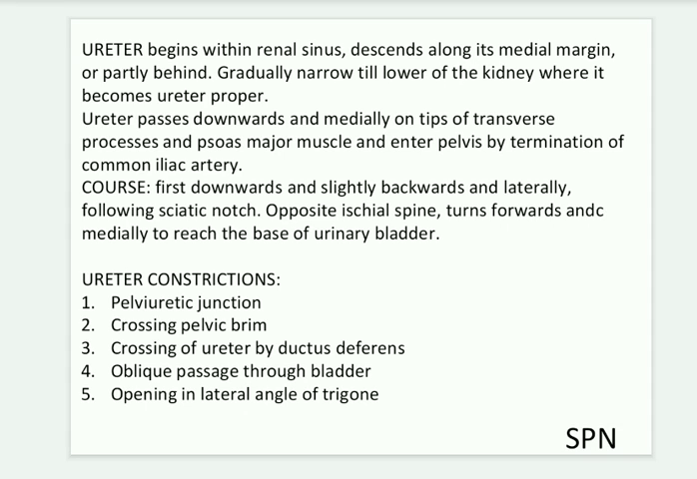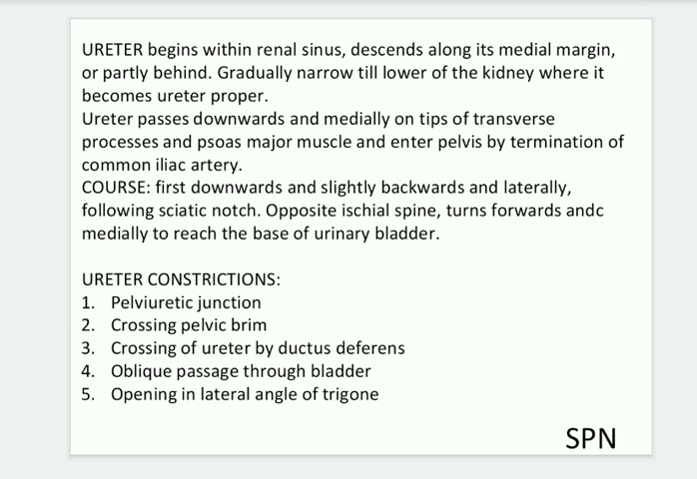A ureter begins within the renal sinus and descends along its medial margin or partly behind it. Gradually it narrows till the lower end of the kidney, and it becomes the ureter proper. This ureter passes downwards and slightly medially on the tips of the transverse processes, over the psoas major muscle, and enters the pelvis at the termination of the common iliac artery.